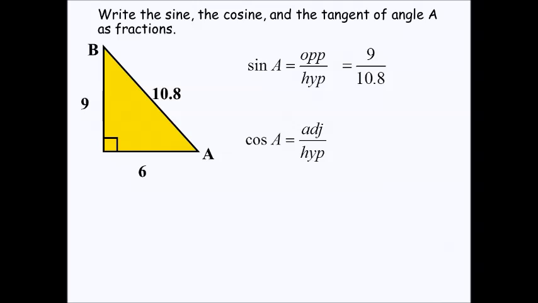The cosine of angle A is defined as the side adjacent to angle A divided by the hypotenuse. The side adjacent to angle A measures 6 units, and the hypotenuse again is 10.8. Therefore, the cosine of angle A is equal to 6 divided by 10.8.